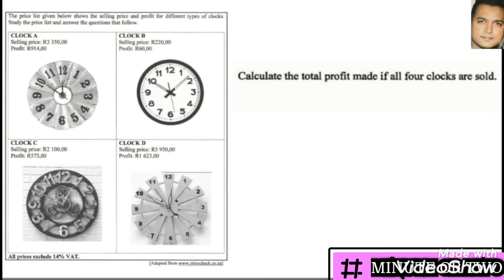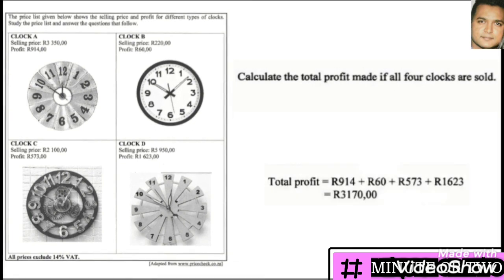Calculate the total profit made if all 4 clocks are sold. This is a very simple question to answer, as the profits have been given to us for each of the clocks, and all we do is just add them up and we arrive at 3170 as our total profit.